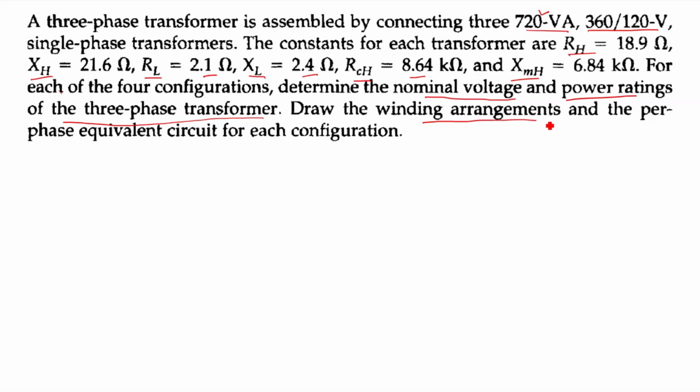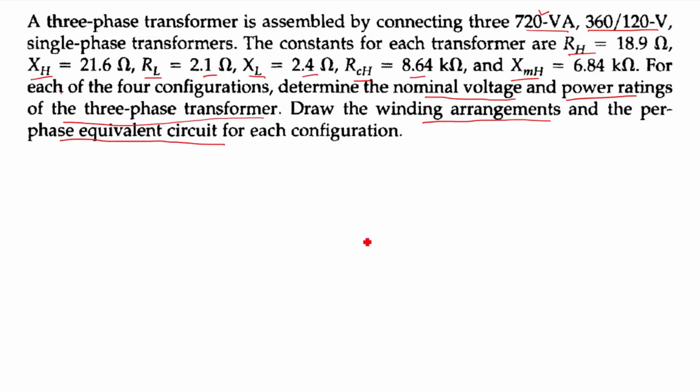Draw the winding arrangements and per phase equivalent circuit for each configuration. Per phase equivalent circuit, right? Because every analysis will be done through this per phase equivalent circuit, right? So here the assumption is that the load is balanced, and the transformer is operating under balanced condition, right?